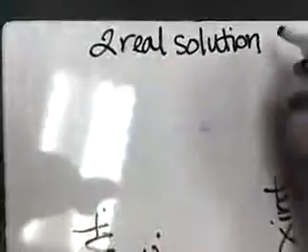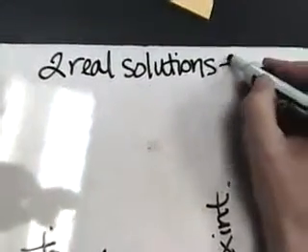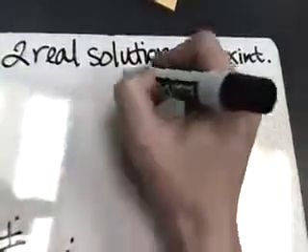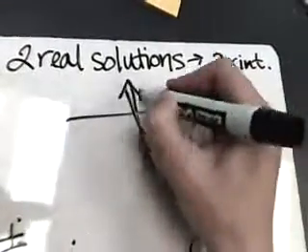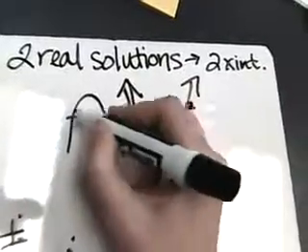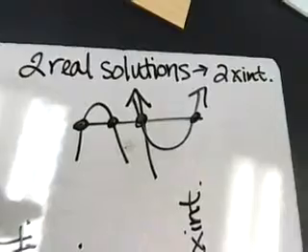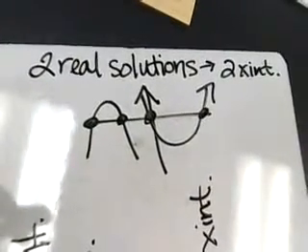Well, if we have two real solutions, and solutions are the same as x-intercepts, that means I have two x-intercepts, meaning it crosses the x-axis in two places. So it could look like this. It crosses two times. It could look like this. It crosses two times, and so on and so forth. So you can tell the difference in the graphs as the solution changes.